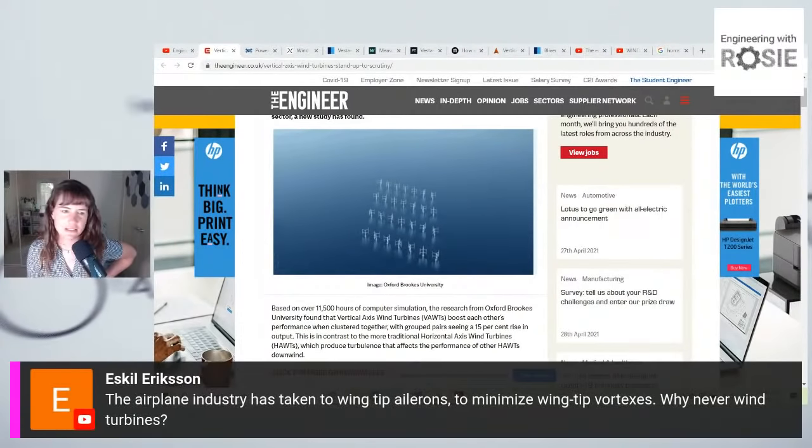Okay, so from Eskil Eriksson, the airplane industry has taken up wingtip ailerons to minimize wingtip vortexes. Why never wind turbines? Some of them do, and that is a topic that I'm going to talk about in a future video. I have a guest lined up who's a wind turbine blade aerodynamics expert, and so we're going to talk about that then. So I won't talk about it a lot now.